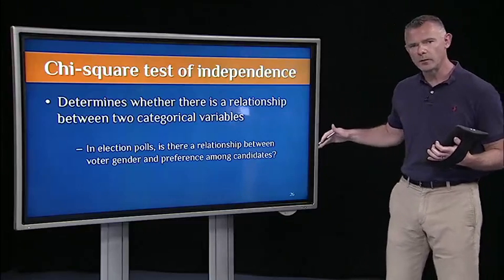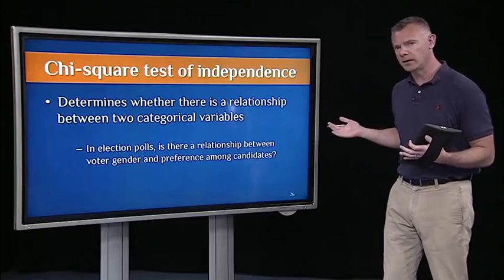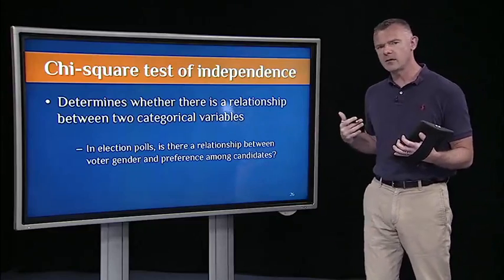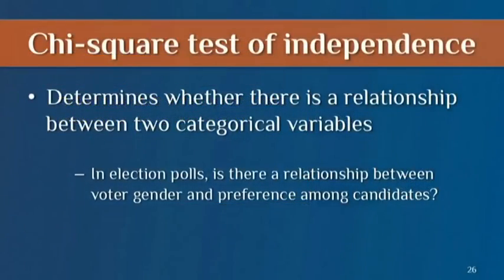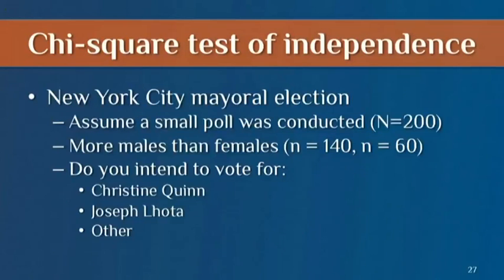So the example I'm going to use is this election polling example, where we're going to look at the relationship between the gender of the voter and their preference among candidates for the New York City mayoral election. So again, let's assume a small poll, this time a little bit bigger than the one we looked at in segment 1, but still just 200 likely voters.